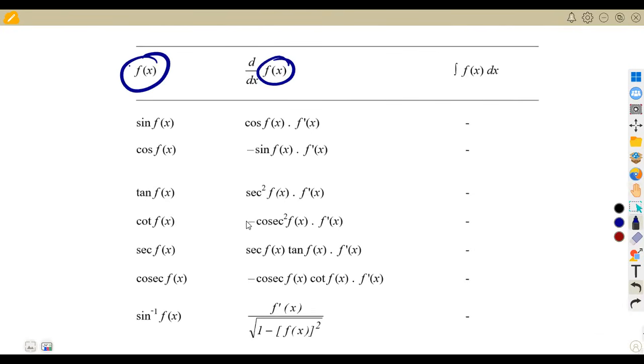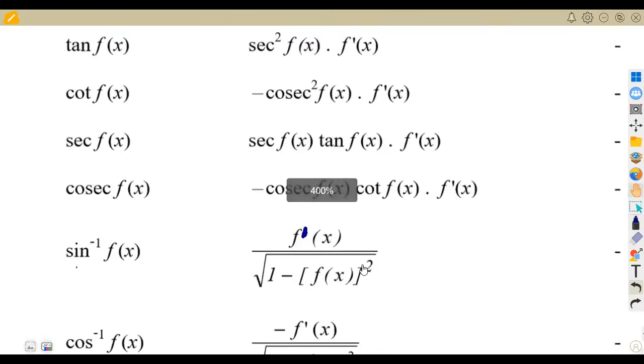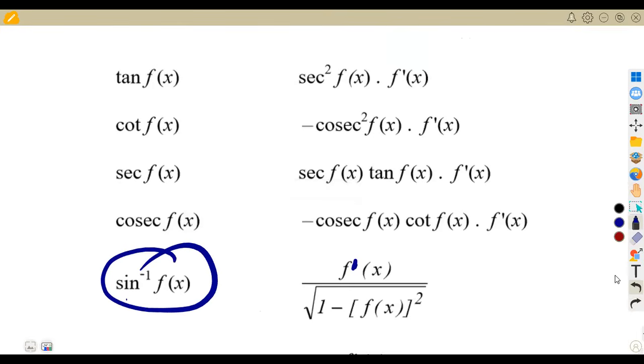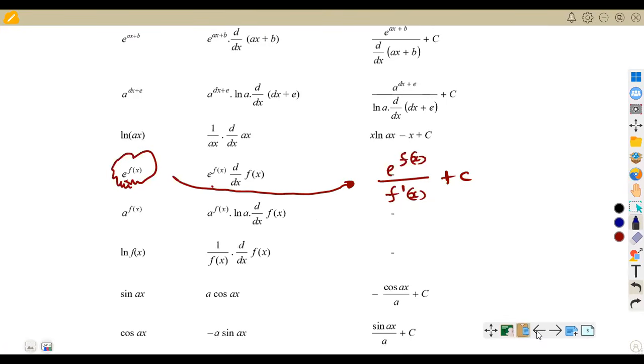This is our f of x. This is the derivative of f of x. So the derivative of arcsin f of x is the derivative of f of x. This is f prime. Let me try and increase this. So this is it. Whenever you differentiate arcsin f of x, you're going to have the first derivative of f of x over the square root of 1 minus f of x squared. So this is for arcsin f of x. Let us take our formula into consideration. Sorry for that, so that we can go back here.